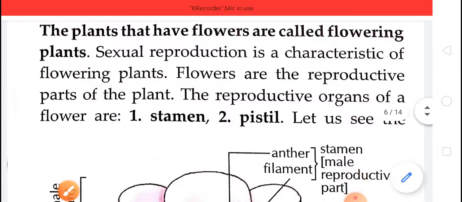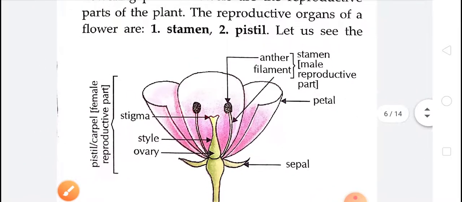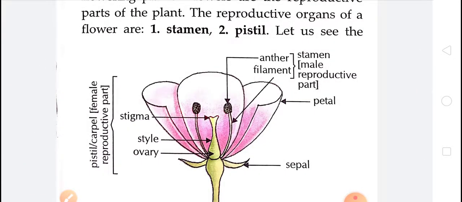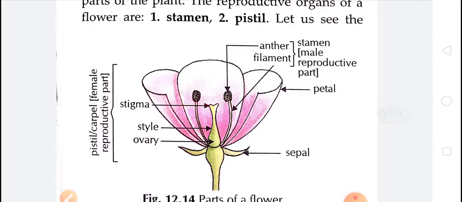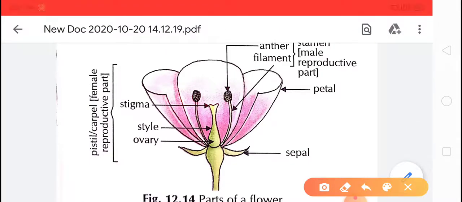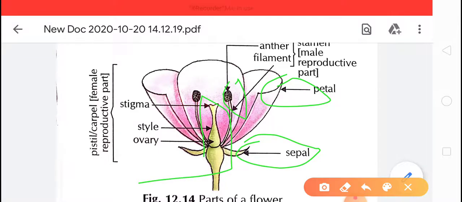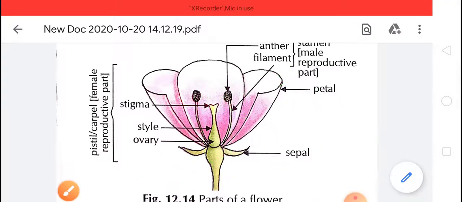First of all, we'll see the parts of the flower, then discuss about this. These are the parts of the flower. You can see on your screen the first part is sepal. Second is petals. Third, stamen. And the fourth part, central, is the pistil. I repeat once again: sepal, petals, stamen, and pistil.